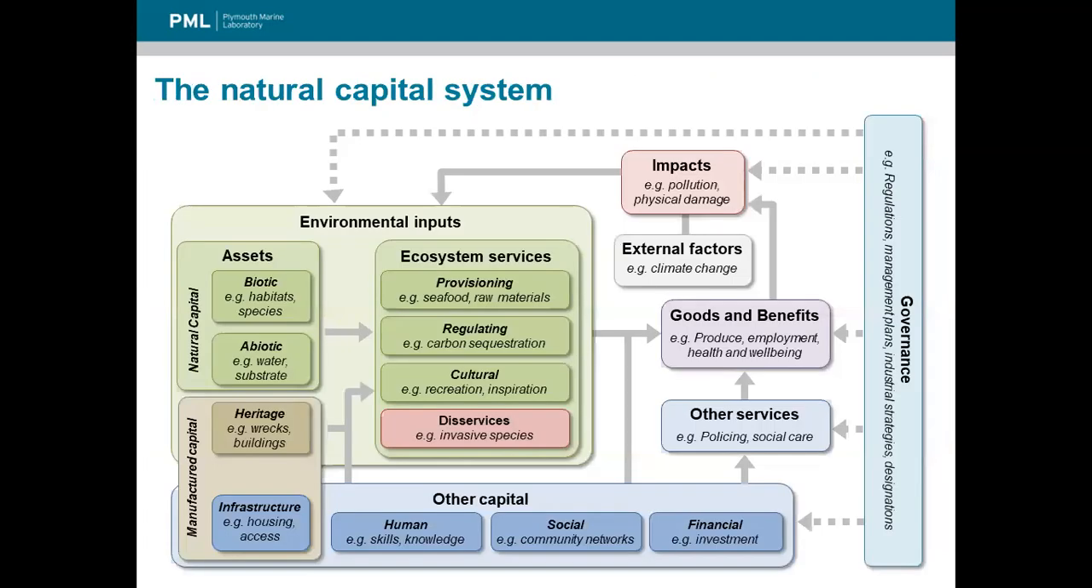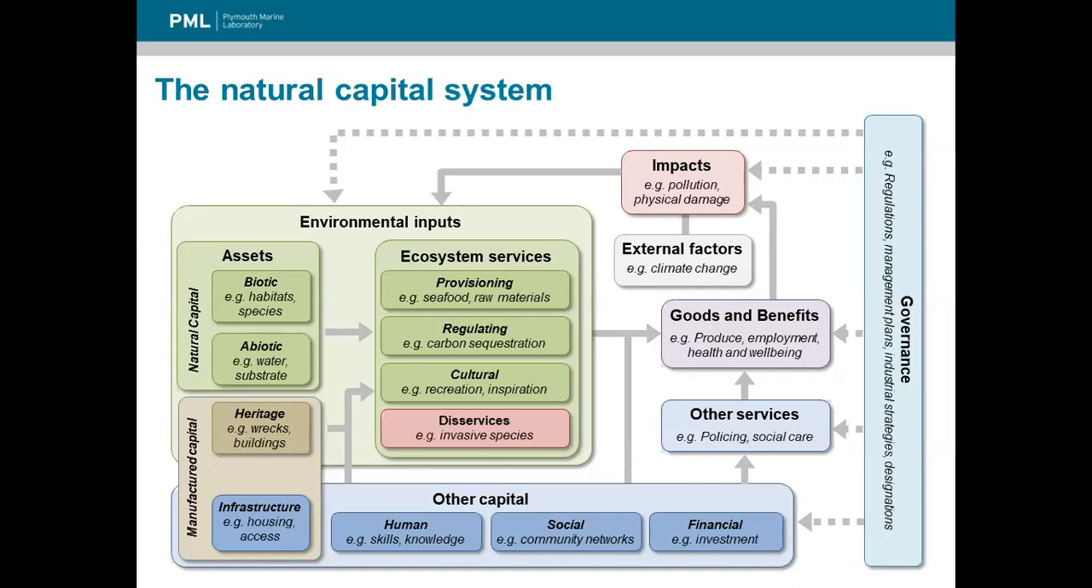And what I mean by a connected system is in reality what the natural capital system looks like is more like this, where on the left you have your assets, so those are biotic assets, so habitats and species, as well as the abiotic assets, so the water and the substrates that support them. And also in this area of environmental inputs, we've also added heritage assets, which is slightly departing from the usual perspective on natural capital, but because we have such a historic relationship with our environment and people have been shaping our environment for thousands of years, it's actually important that we consider heritage at the asset level and not just as a cultural ecosystem service.